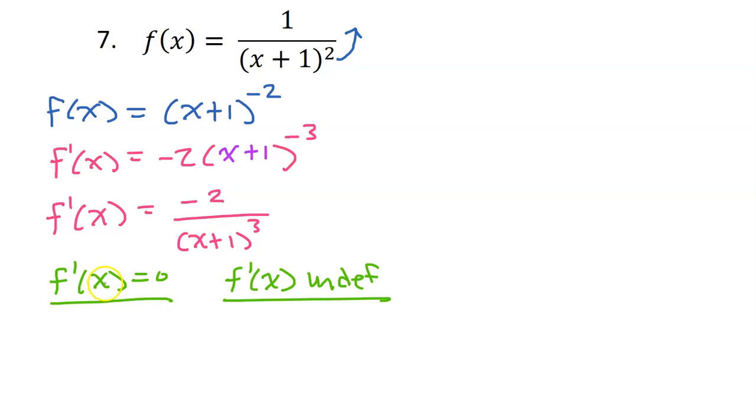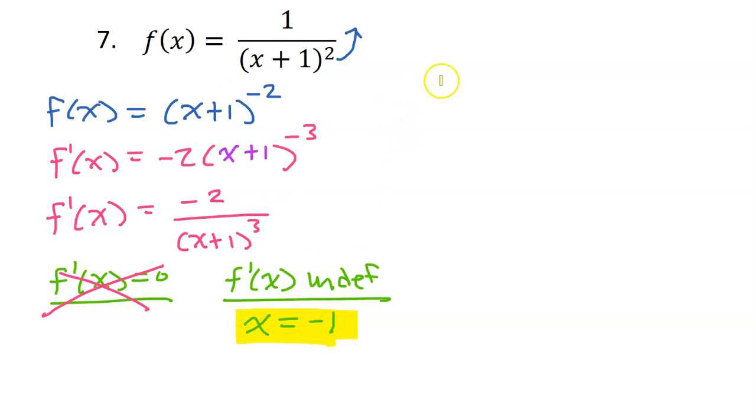So the derivative will equal 0 when the numerator of the fraction is equal to 0. But the numerator is a constant, so there's no way for that to equal 0. So we can forget about this. So let's focus on where f prime is undefined. That's where the denominator is equal to 0. And at a glance, you can see that if x is negative 1, that's when you will get a 0 denominator. So this is our only critical number.